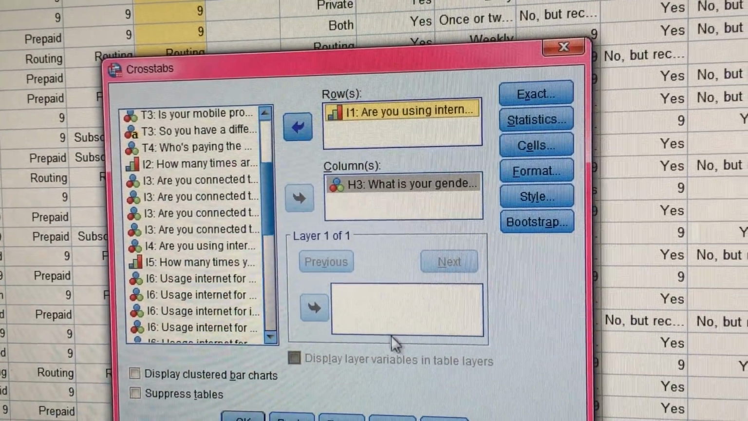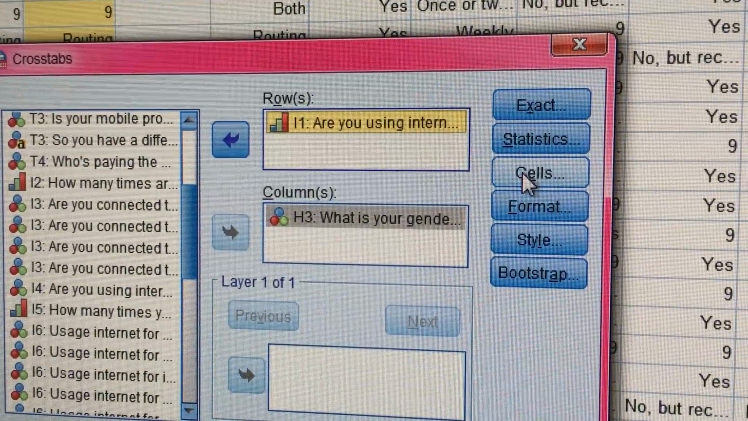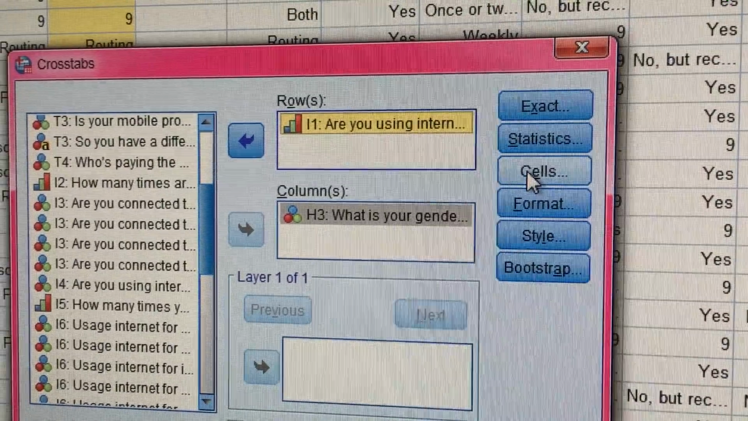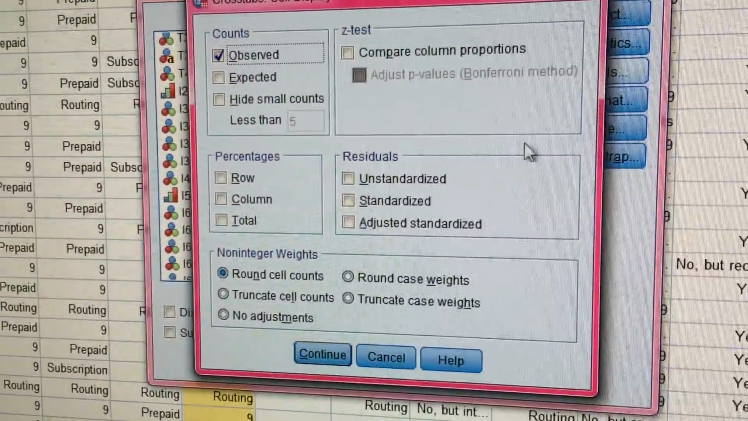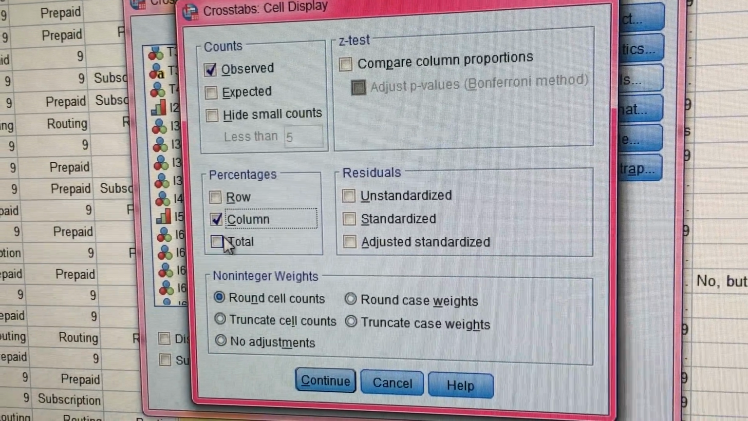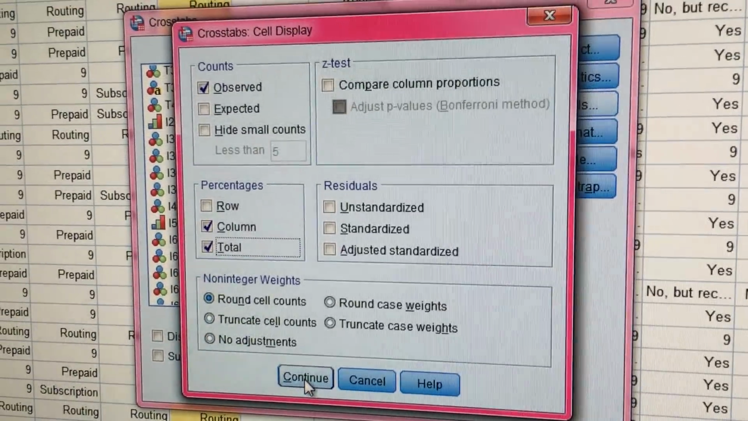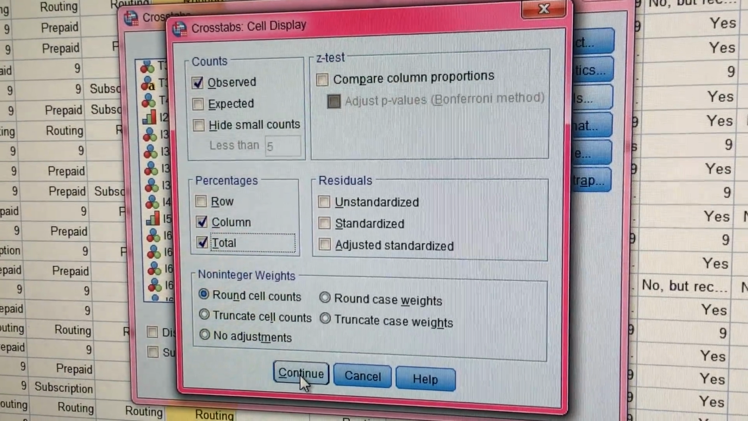Well, we're almost set to go. However, you must adjust the cell because SPSS gives only counts, and we don't want counts, we want percentages. So here you click on column percentages and total percentages, so it gets more information. Please always report quantitatively in percentages.